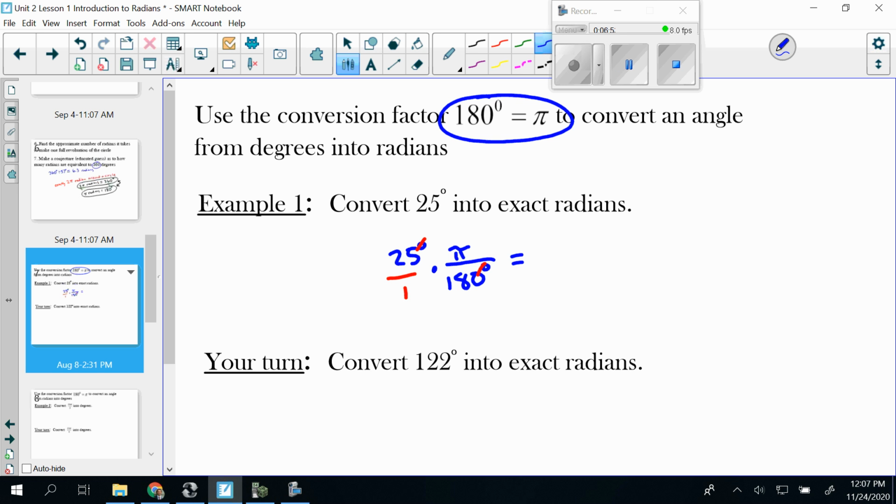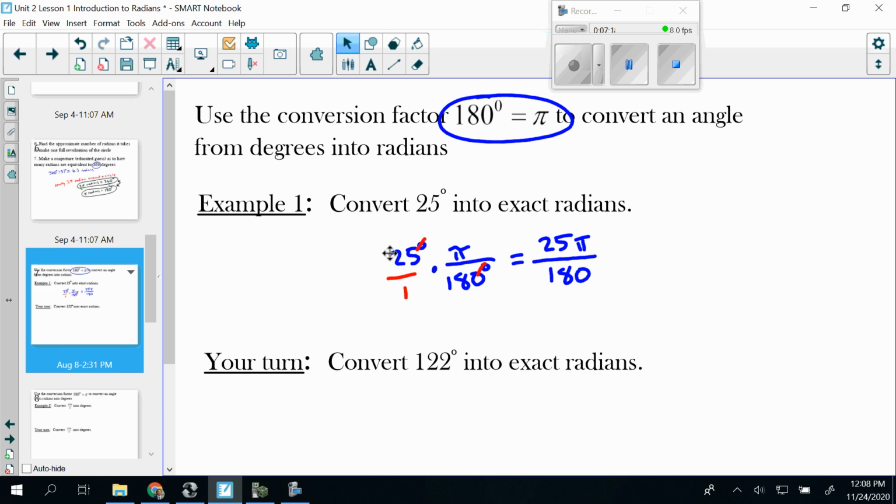So now multiplying these two fractions, if we multiply the numerators, we get 25 pi. If we multiply the denominators, we get 180. And so that's the answer, but let's simplify it here. We got some numbers that would go in there. So it looks like for sure 5 would go into both of those numbers, and we could simplify that fraction out.